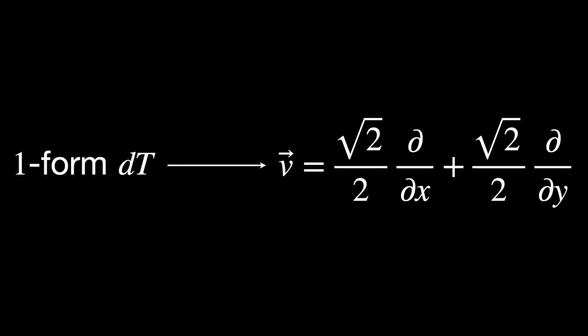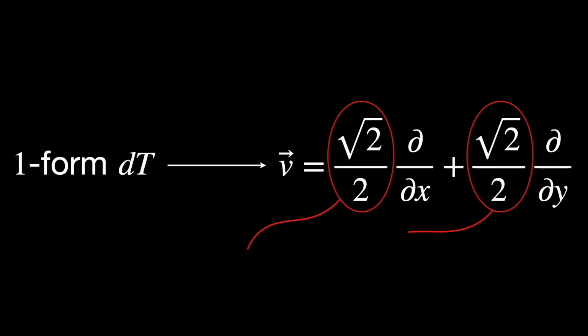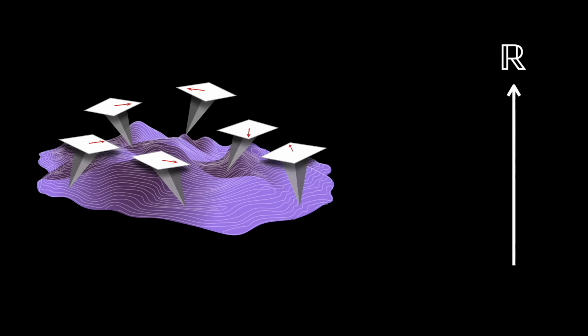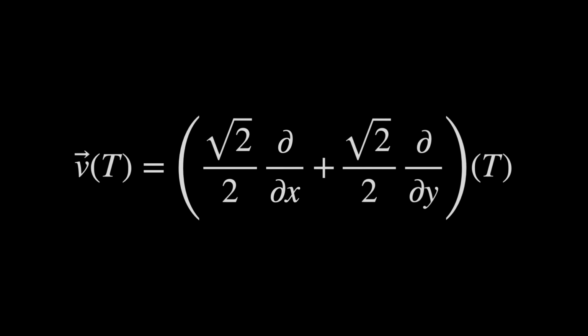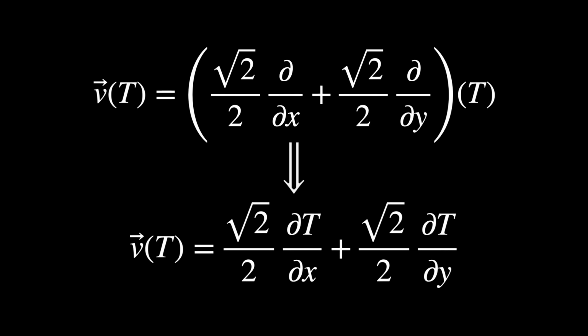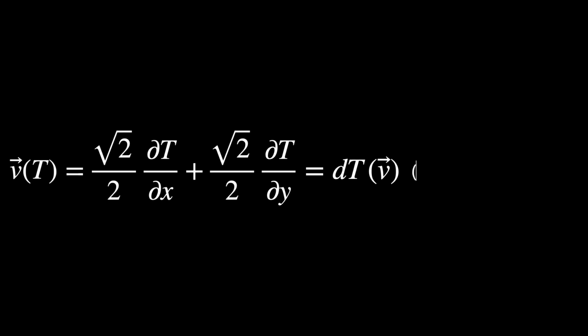Back to our example. We can apply the one form dt to this diagonal direction given by this vector. The coefficients square root of 2 over 2 come from the fact that the sine of 45 degrees and the cosine of 45 degrees are both square root of 2 over 2. Remember, a one form is a mapping that takes vectors and returns real numbers. Since the vector v is an operator, we can act it on the scalar function t, which is literally the definition of directional derivative. Thus, we can also write it in terms of the result of acting the one form on the vector v.